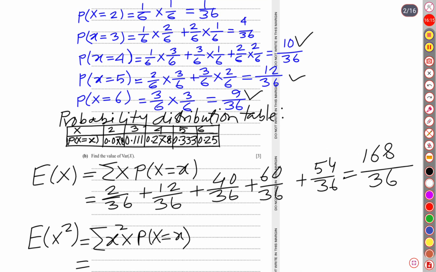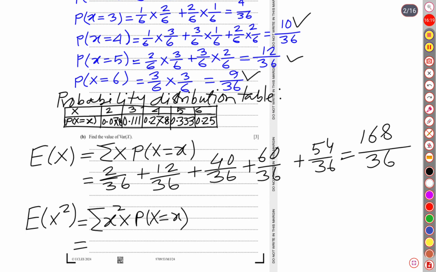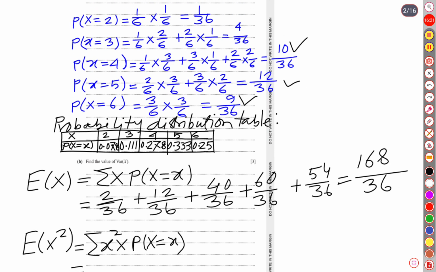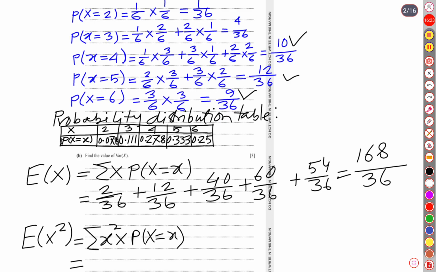First score was 2 and probability was 1 over 36. So we are multiplying by x squared. X is 2, so square means 4. So it is 4 over 36. Okay. Plus second one. Second score was 3. So 3 squared means 9. 9 fours are 36 over 36.